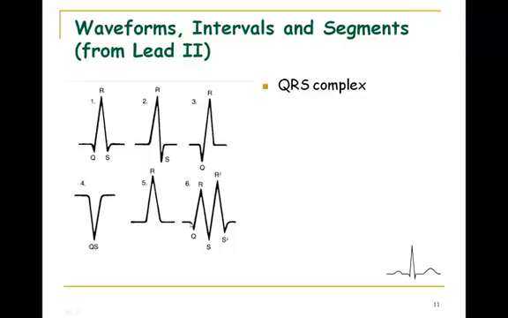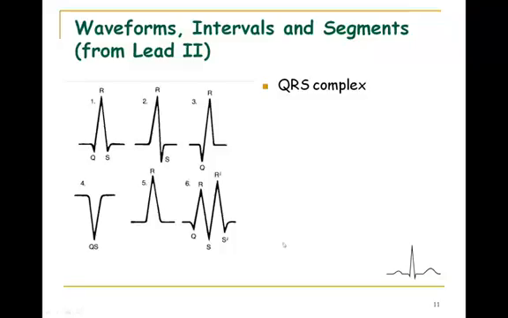The Q wave is a downwards deflection. The R wave is your first upwards deflection. Once it goes below baseline, it's an S wave. If it goes up above baseline again, that's an R prime. If it goes down below baseline again, that's an S prime. There are times where you may see an R double prime if it goes back above baseline. So this may seem very weird.